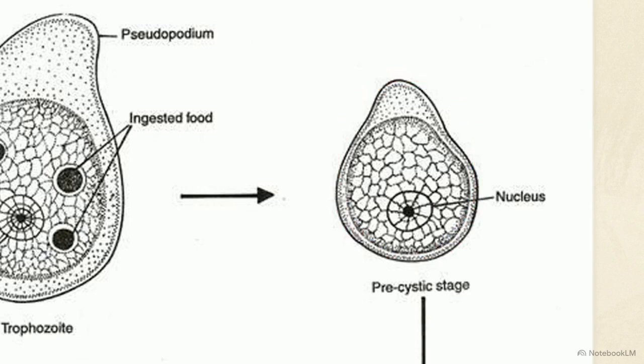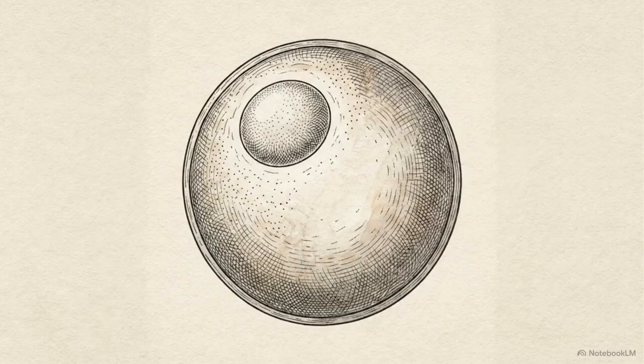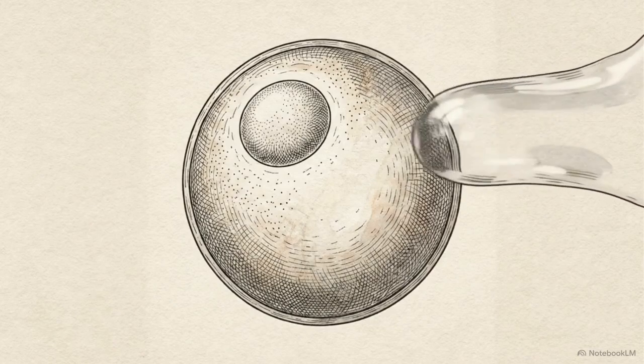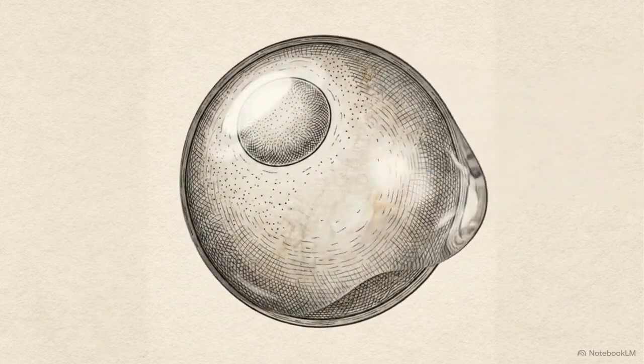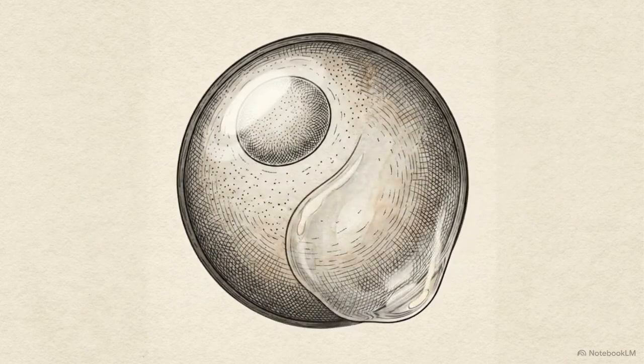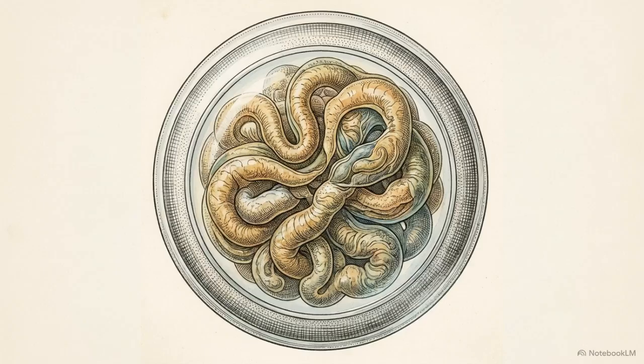Simultaneously, dense rod-shaped protein bodies appear within the cell, identified here as chromatid bars. The parasite then executes its primary defensive maneuver. It secretes a transparent, highly resistant cyst wall that entirely encapsulates its body. This precise secretion event marks the boundary between the active internal pathogen and the environmentally stable survivor. By completing encystation, the organism successfully trades its invasive chemical weapons for impenetrable biological armor.